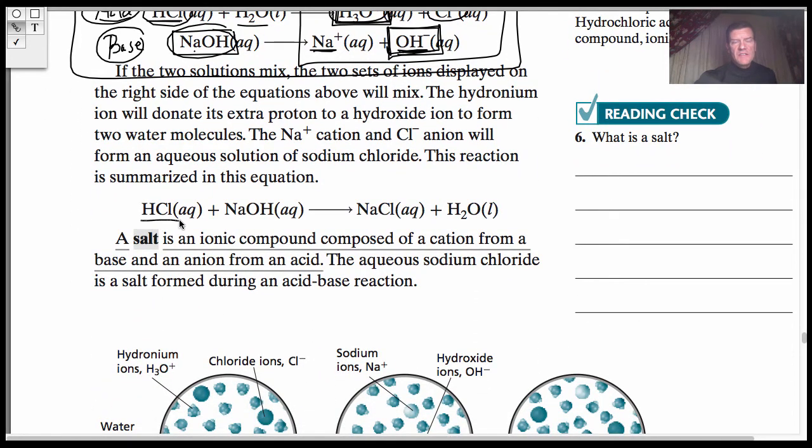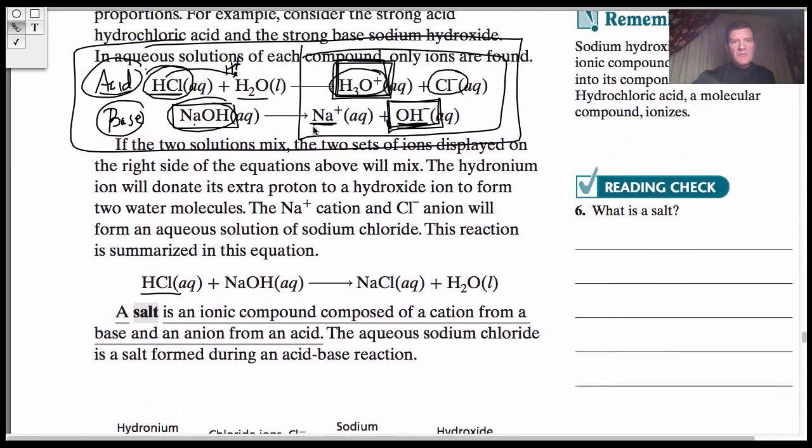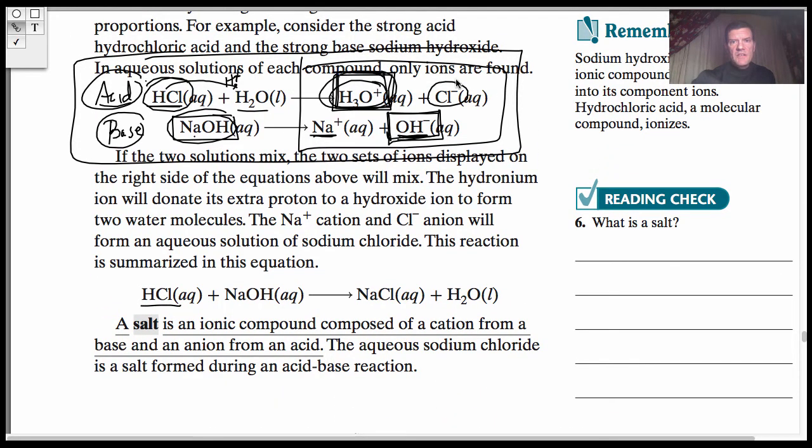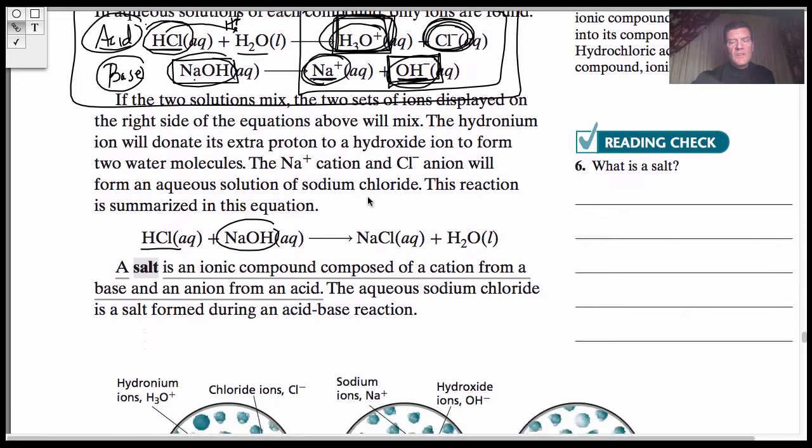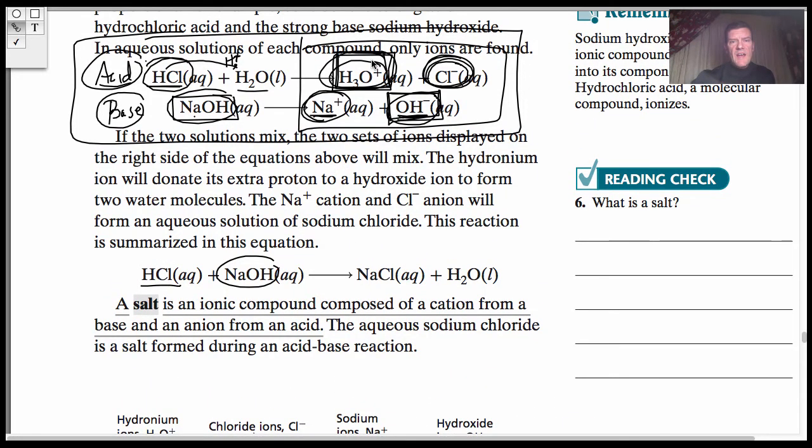So here we have our acid, and remember the acid is creating the hydronium ion and this chloride ion. In this case, the HCl is creating that. The base is creating the Na sodium ion and the hydroxide ion. So let me just show you here what happens. This Na, the sodium from the base, and the chloride from the acid are going to get together to make what? Our salt, our sodium chloride.